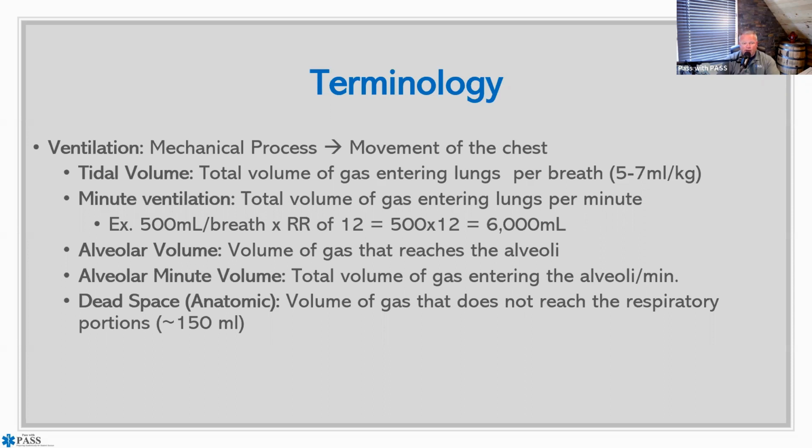So the definition of minute ventilation is the total volume of gas entering the lungs per minute. And the way that they figure that out is they basically take what the tidal volume is for that patient and they multiply it by the respiratory rate. So you can see a normal tidal volume, if we're figuring a 100-kilo patient, is 500 mLs. Their respiratory rate is 12. If we take 500 times 12, we end up getting a minute ventilation of 6,000 milliliters. Alveolar volume, similarly, is the amount or the volume of gas that reaches the alveoli. Alveolar minute volume is the total volume of gas entering the alveoli in 1 minute.